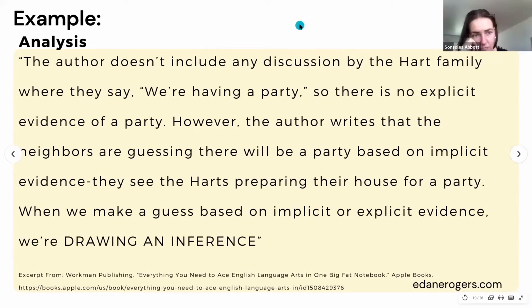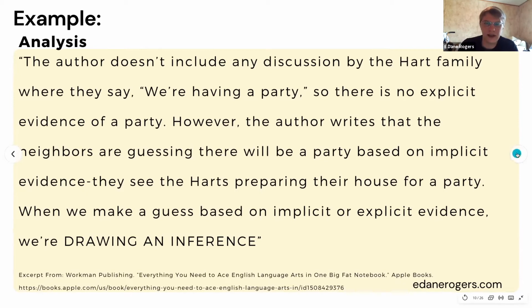So here, can you read the conclusion here, the analysis? Yes. Okay. The author doesn't include any discussion by the Hart family where they say we are having a party. So there is not explicit evidence of a party. However, the author writes that the neighbors are guessing there will be a party based on implicit evidence. They see the Harts preparing their house for a party. When we make a guess based on implicit or explicit evidence, we are drawing an inference.